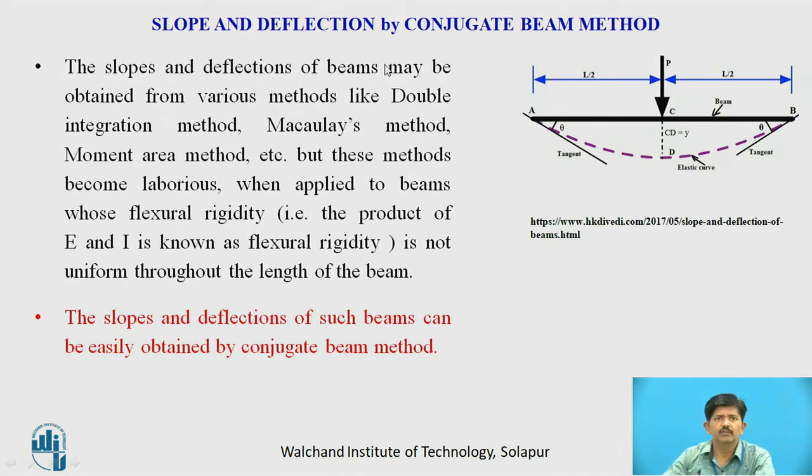The slope and deflection of the beam may be obtained from various methods like double integration method, Macaulay's method, moment area method, etc. But these methods become laborious when applied to a beam whose flexural rigidity, that is the product of E and I, is not uniform throughout the length of the beam. If there is a change in the section of the beam, then it is very laborious work to find the slope and deflection using these methods. But the slope and deflection of such beams which have variable sections can be easily obtained by the conjugate beam method.